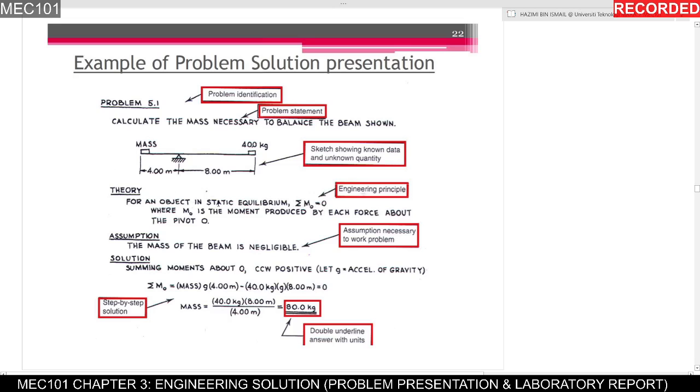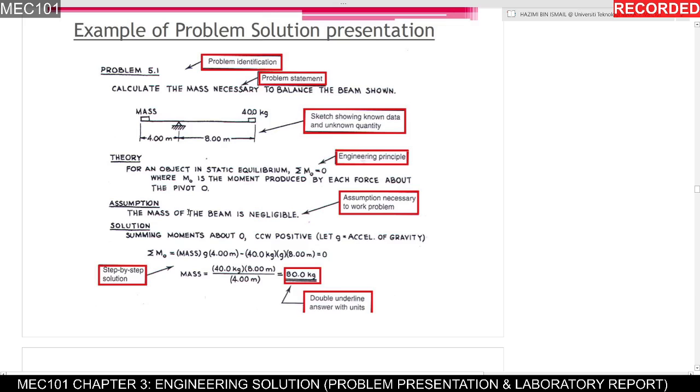Here we call it static equilibrium. So the total moment in this system will become 0. So if you do not put this theory, you will be stuck and cannot solve this problem.